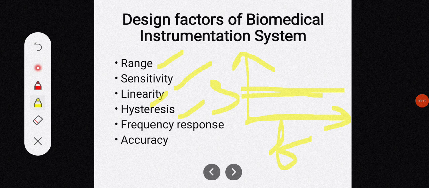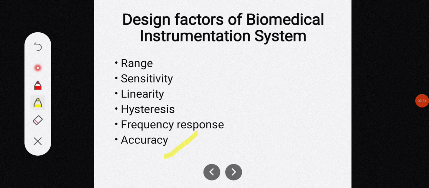Next, the design factor that I'll be discussing is the accuracy. So what is accuracy? Basically accuracy, as you all know, is measured in terms of error. What is error? Error is the difference between the true value and the measured value, and accuracy is measured in terms of error. If the error produced by an instrument is more, we say that the instrument is less accurate, or if the error produced by an instrument is less, we say that the instrument is more accurate. So what are the types of error that can be present in the measurement of a biomedical instrument, which may alter the accuracy?